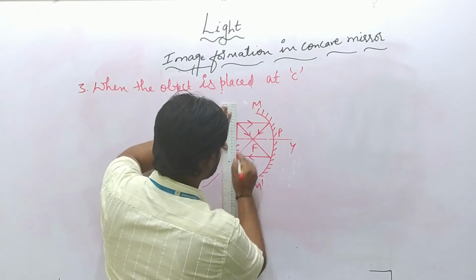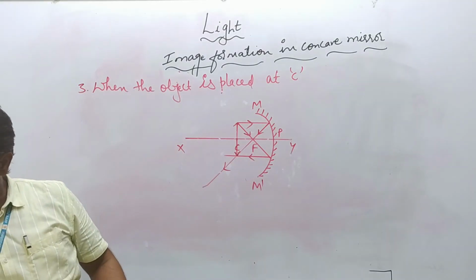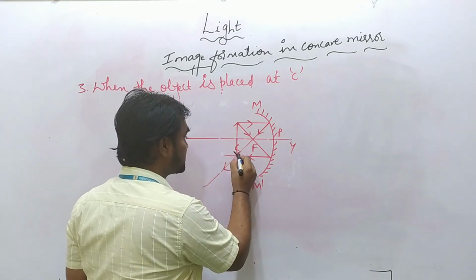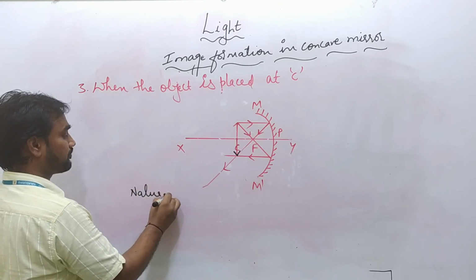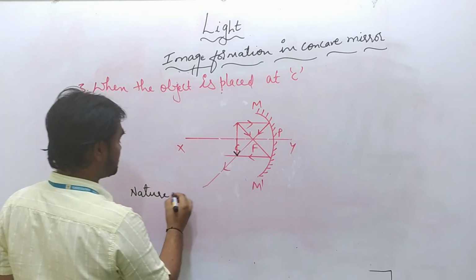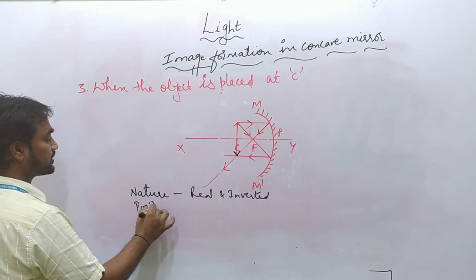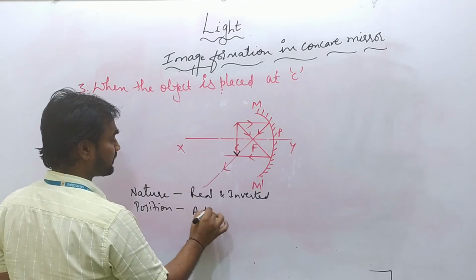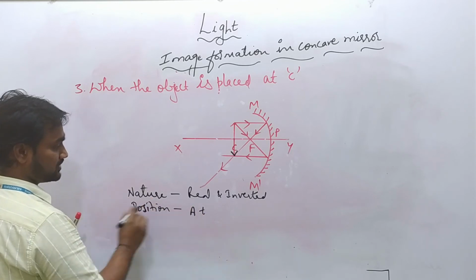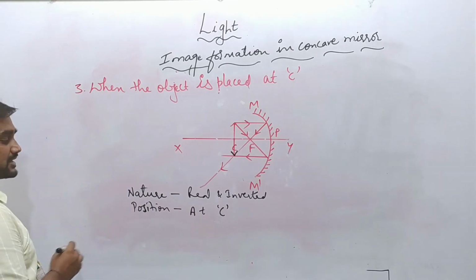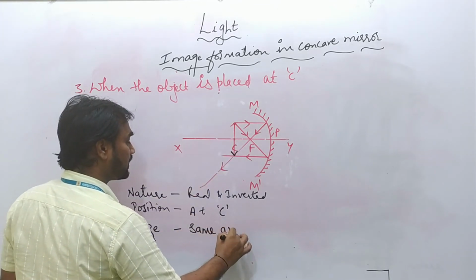So here I am going to draw the image, and here they are meeting, so there I will draw the arrow mark. So this is the arrow mark, this is the image. So here you could see the nature of the image. It is in front of the mirror, so it is real and inverted. Then position of the object, you can see it is at C. And the position of the image is at C, and the size of the image will be same as that of the object.